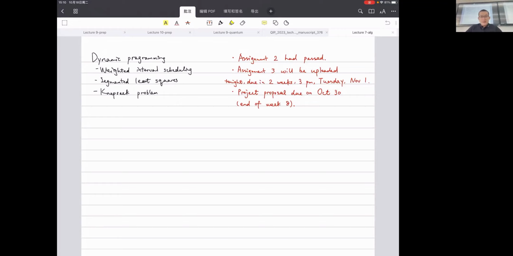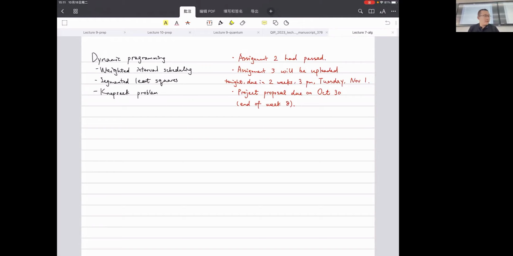The second announcement is that assignment 3 will be posted tonight, and we are going to have 2 weeks for finishing it. The deadline will be 3 p.m., 2 weeks from now. That is going to be another Tuesday, because today is October 18th, and October has 31 days. So basically the deadline is going to be November the 1st. Please be careful, and don't miss the deadline for assignment 3.